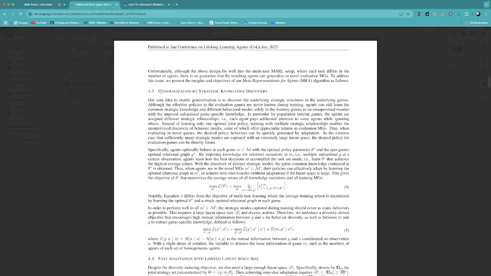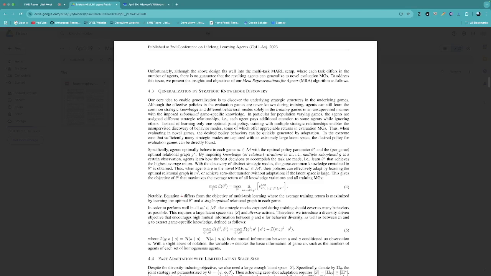Then there's this part, generalization by strategic knowledge discovery. So we want to be able to understand or discover the underlying strategic structures in the underlying games. Although the effective policies in the evaluation games are never known during training, agents can still learn the common strategic knowledge in different behavioral modes solely in the training games in an unsupervised manner with the imposed suboptimal game-specific knowledge. In particular, for population-varying games, the agents are assigned different strategic relationships. In other words, each agent pays additional attention to some agents while ignoring others.